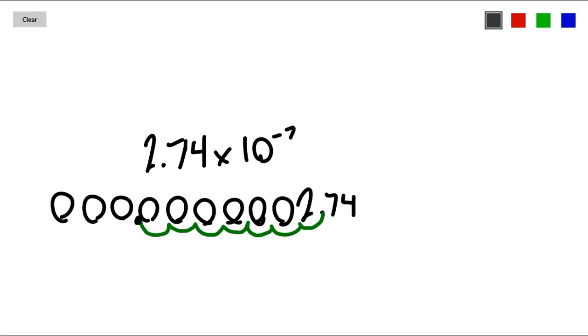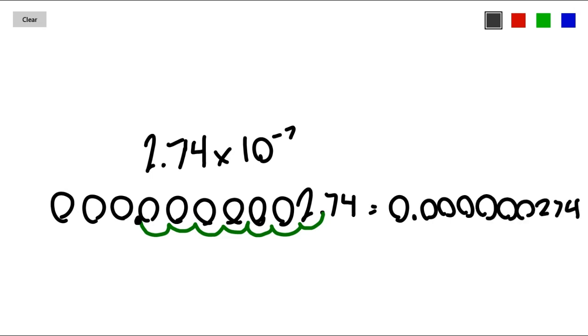And then I'm going to rewrite the number with the decimal in the new place. So this number comes out to 0.000000274.